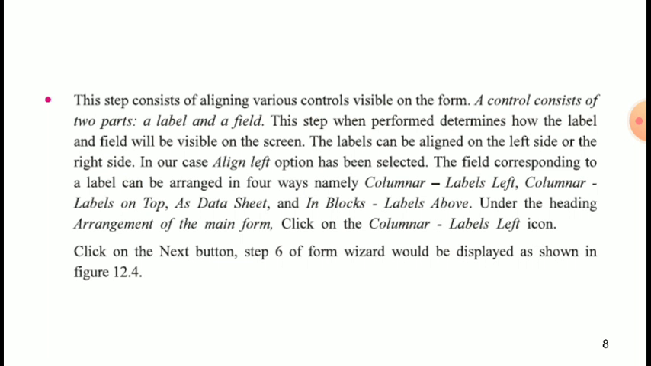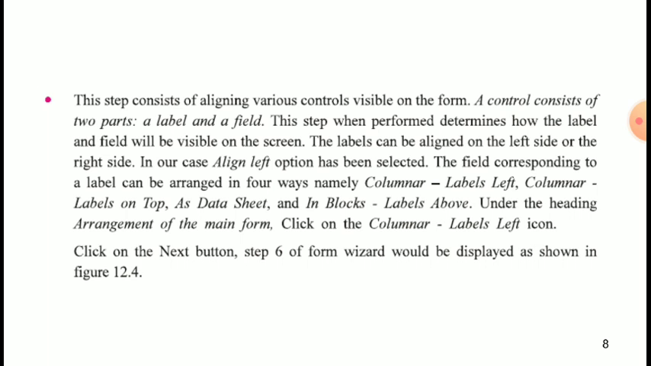Next, this step consists of aligning various controls visible on the form. A control consists of two parts, a label and a field. This step, when performed, determines how the label and field will be visible on the screen. The labels can be aligned on the left side or the right side. In our case, the align left option has been selected.